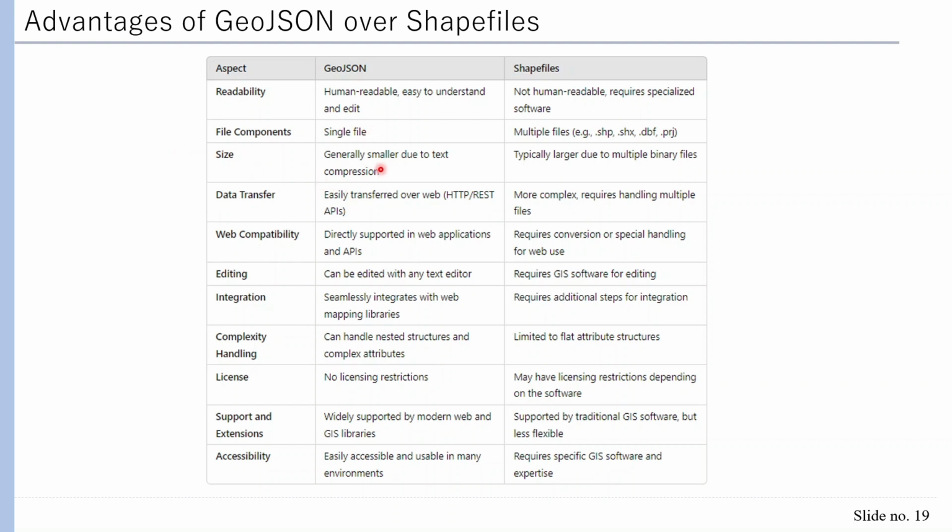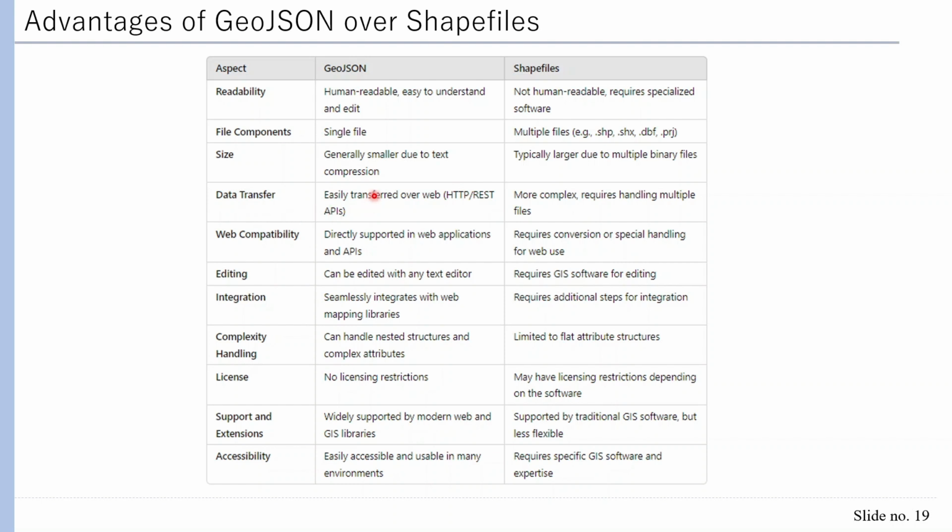And the size is smaller due to the text compression, whereas a shapefile is typically larger due to its multiple binary files. As the shapefile is not human readable but machine readable, it is made of binary files, and the size is large. That is larger compared to GeoJSON for the same amount of data.